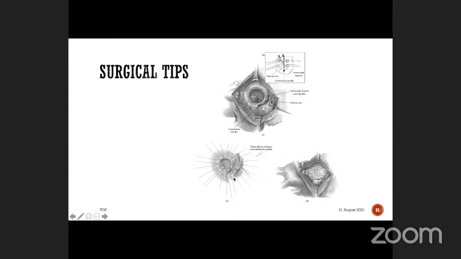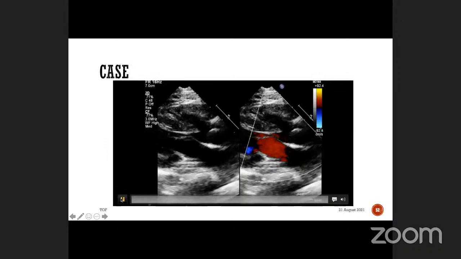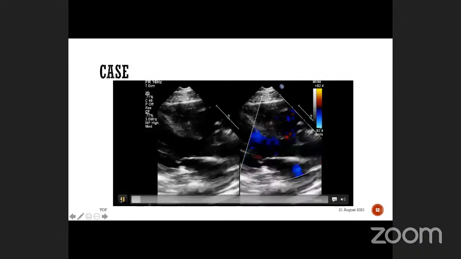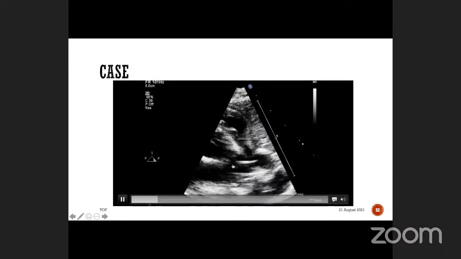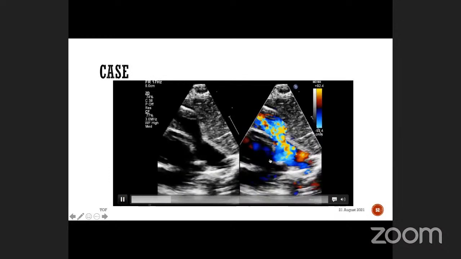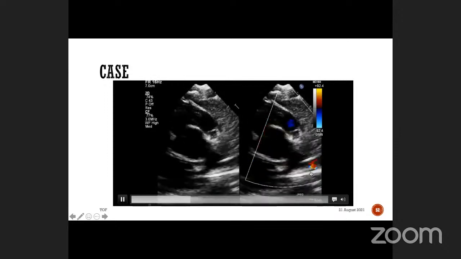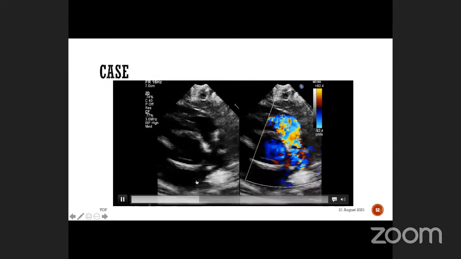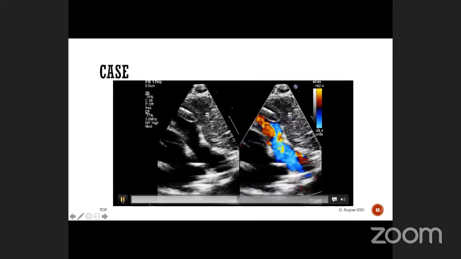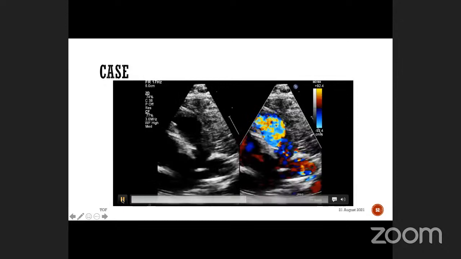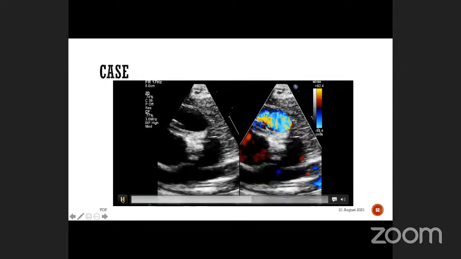This is another case. Large VSD, see anterior malalignment of the VSD, the aorta is almost under the VSD. We did again monocusp, and I like to do monocusp for tetralogies. Here basically there's no regurg, so the monocusp is doing the job.